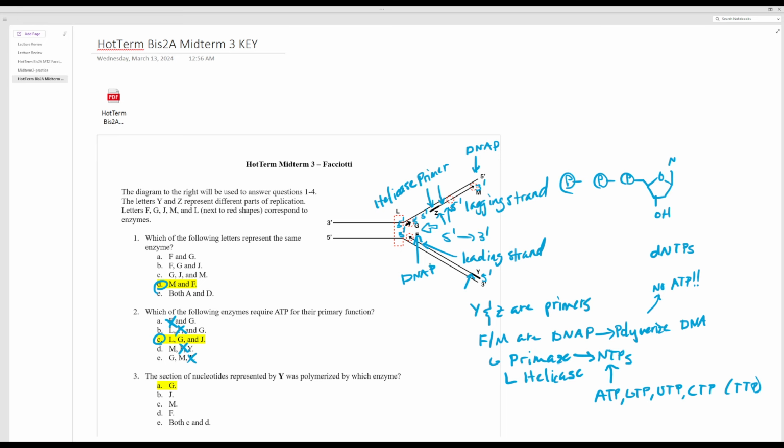And then J is corresponding to, it's kind of hidden here, but J is written right underneath there. It's corresponding to here. That should be ligase. Notice how it's taking two adjacent strands with a little nick between the two. That's the job of ligase. It's healing those nicks.